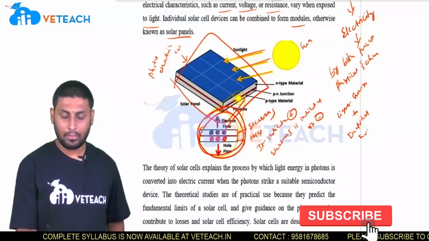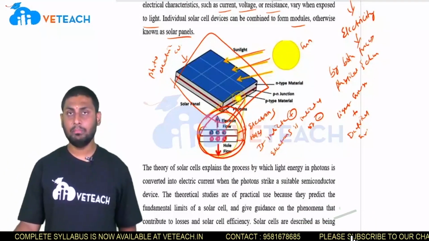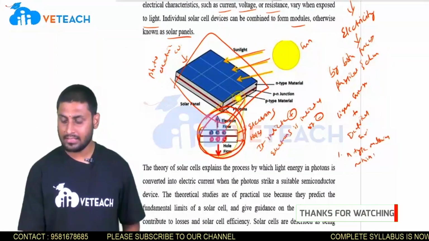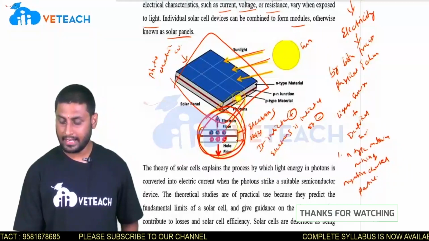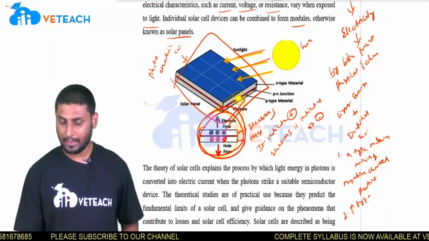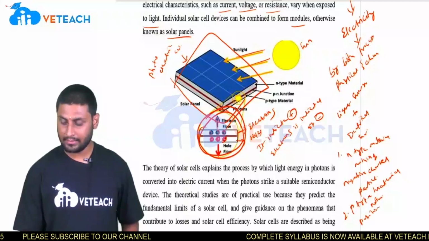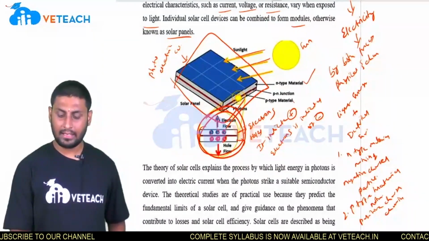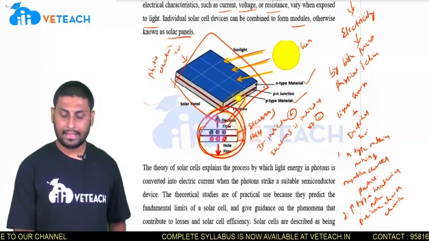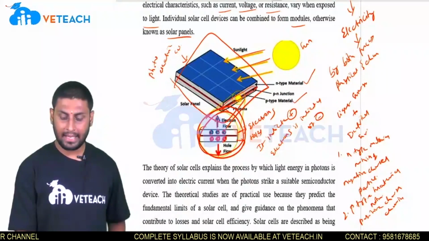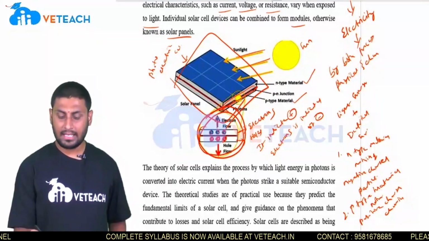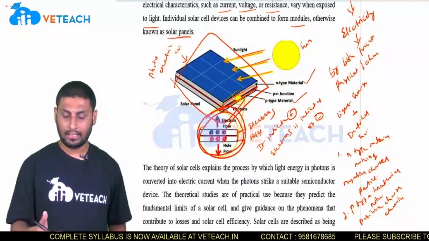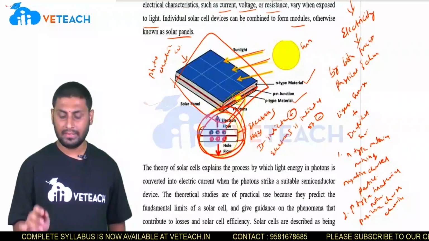In this block, we have two types of materials. One is n-type material, which carries negative charged particles, and the second is p-type material, which carries positive charge carriers. The gap between the p-type and n-type is known as the p-n junction. This p-n junction acts as a diode between the negative type material and the positive type material.